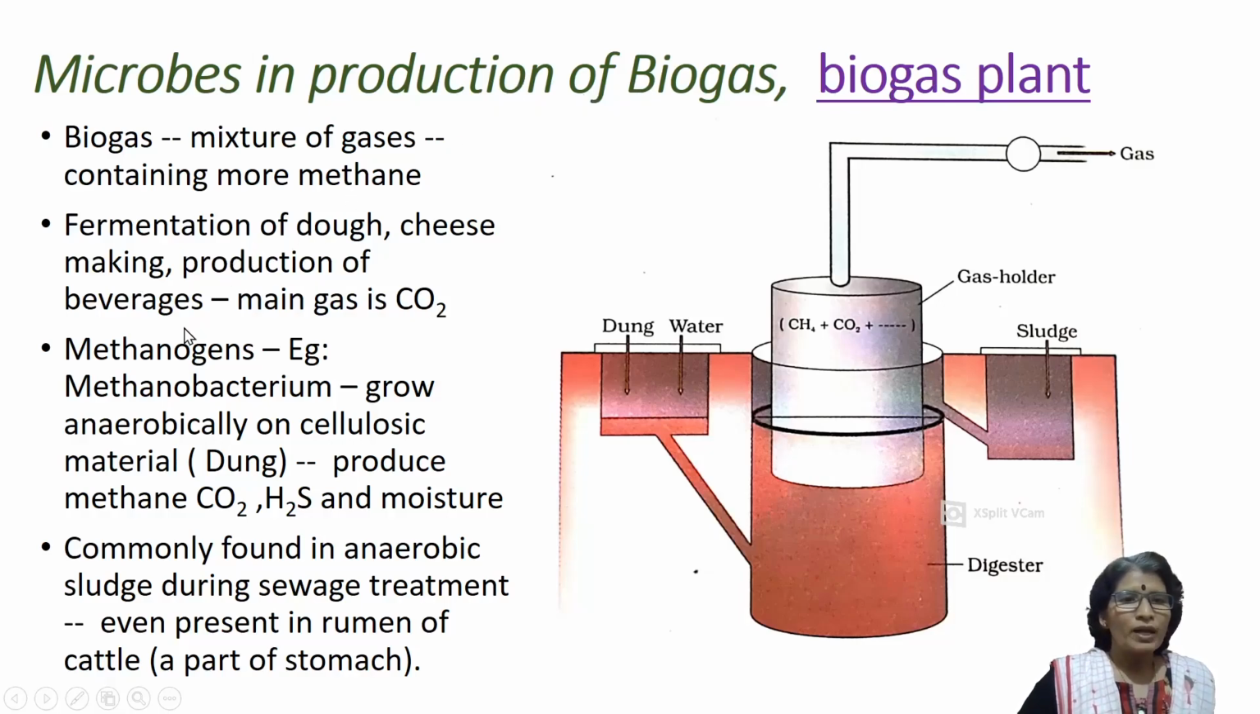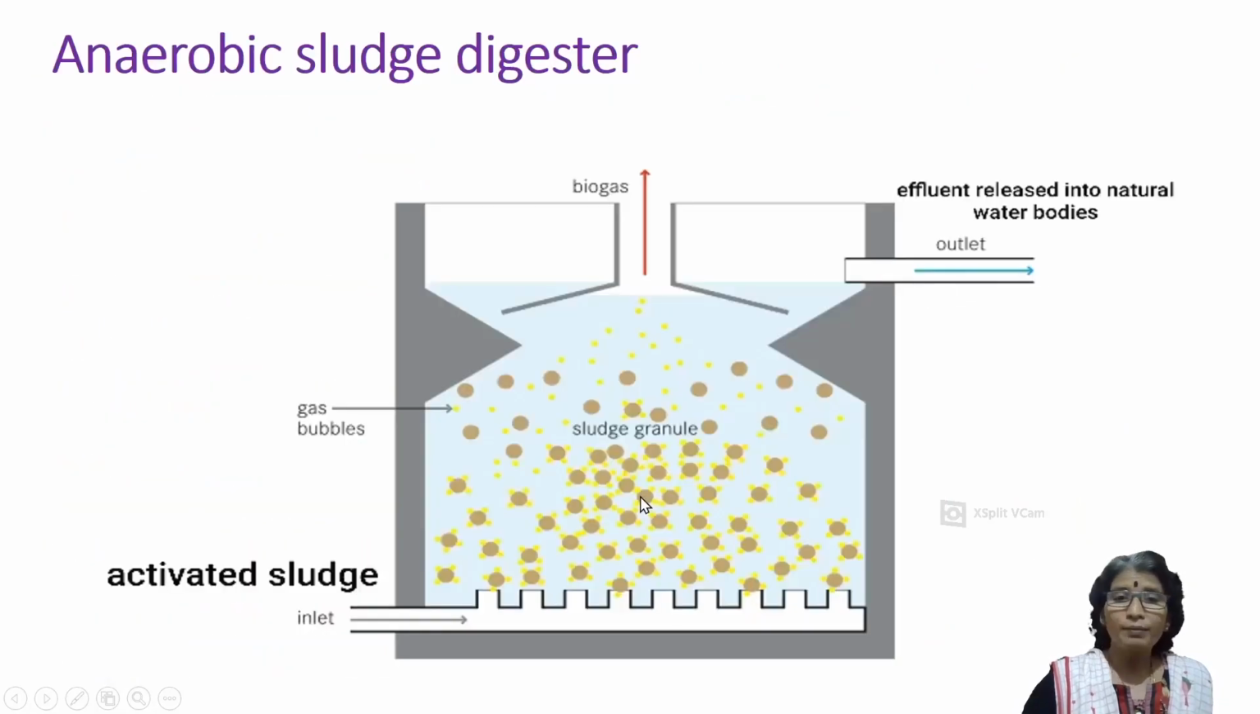This biogas is produced by methanogens. It's a group of bacteria, and so many bacteria come under methanogens. One example of methanogens is Methanobacterium. This bacterium grows anaerobically on cellulosic material, such as buffalo or cow dung, and finally produces biogas. These anaerobic methanobacteria, the methanogens, are present in anaerobic sludge digesters and produce biogas.